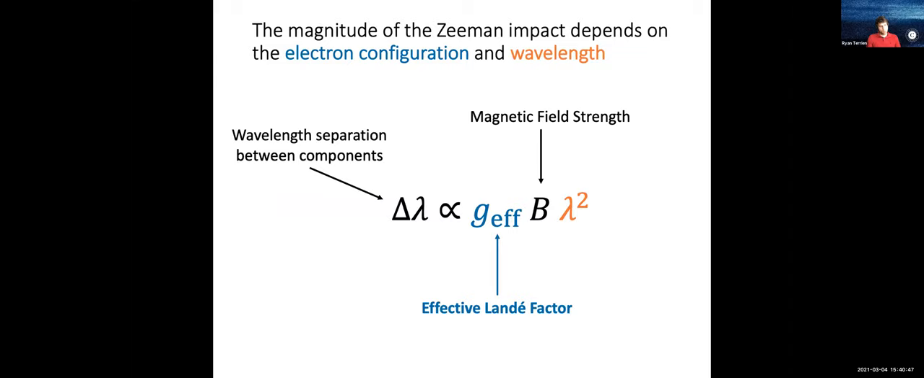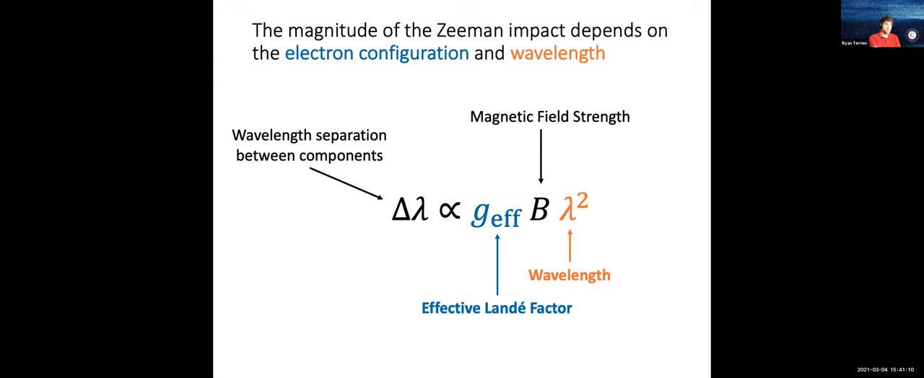But it's also proportional to this parameter, the effective Landé factor, which essentially conveys the severity of the magnetic splitting of the electronic energy levels. And it also depends on the square of the wavelength that you're making the measurement at. So this Zeeman effect gets stronger with increasing wavelength. So those are the contours of the effects to have in mind here.